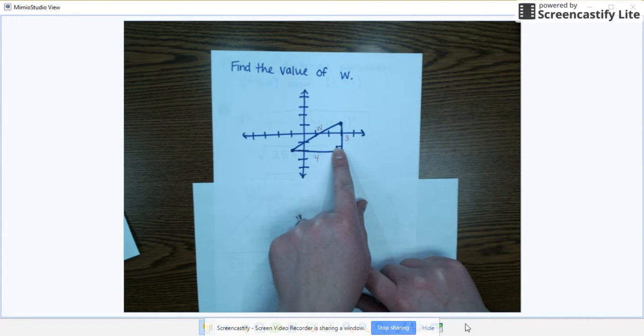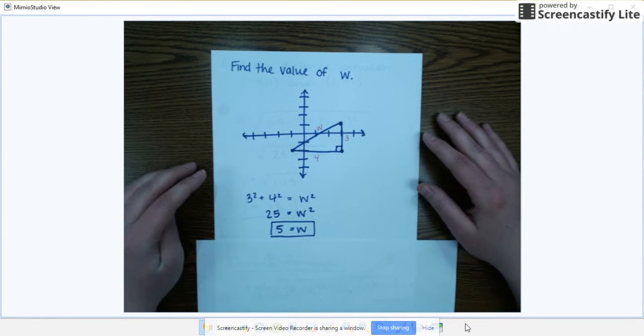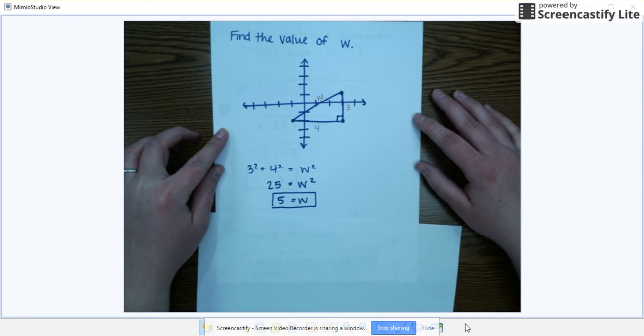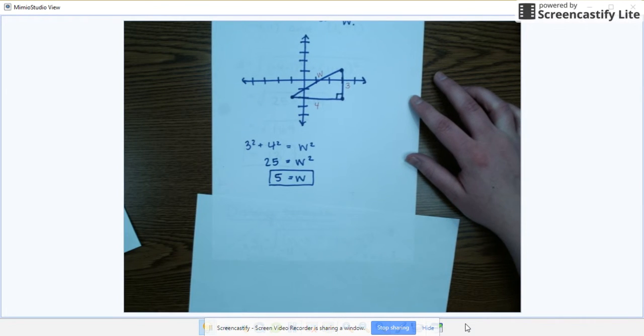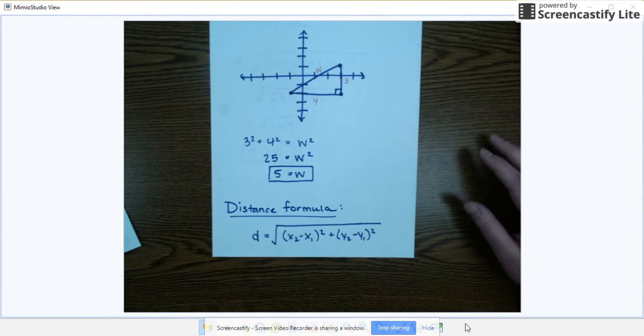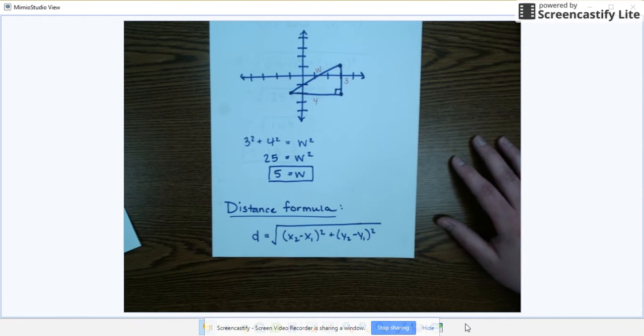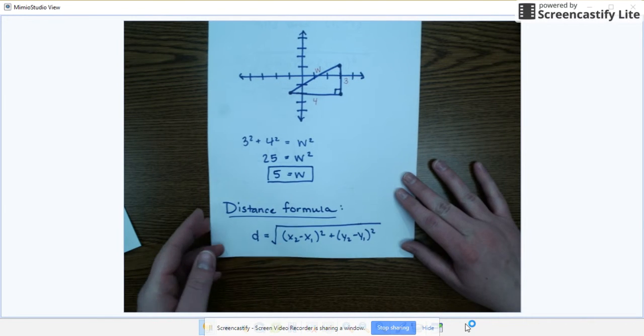But every time you go to find a distance, you're not going to want to draw a right triangle every time. We can use the Pythagorean theorem to find that hypotenuse, or W, but instead of having to create those right triangles every time we're given a coordinate plane, we have the distance formula. So our distance is the square root of (x2 minus x1) squared plus (y2 minus y1) squared.